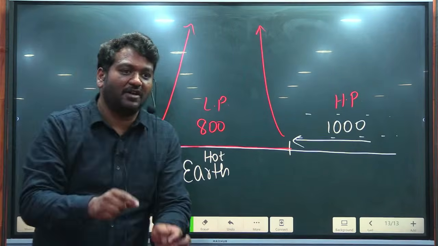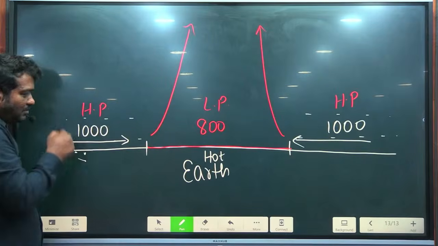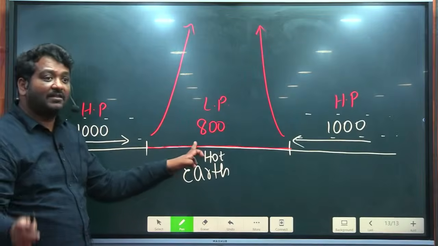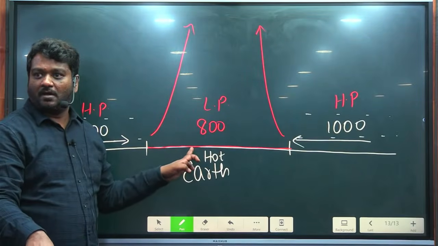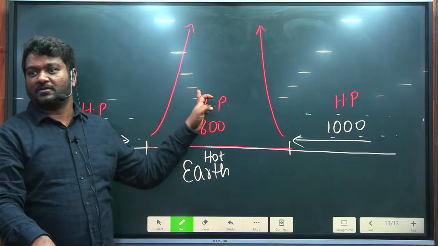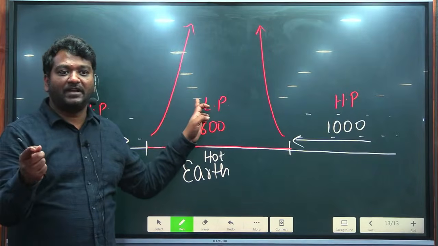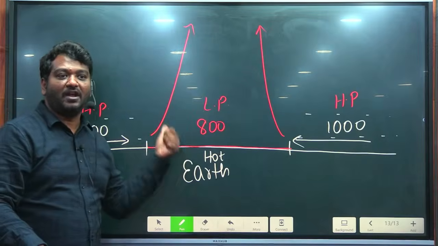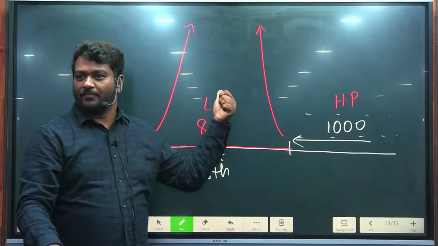What is it I am talking about? I am talking only about air. But here, what am I talking about? Earth is hot, air is having low pressure. High temperature on the earth leads to low pressure in the atmosphere. Are you getting the point?